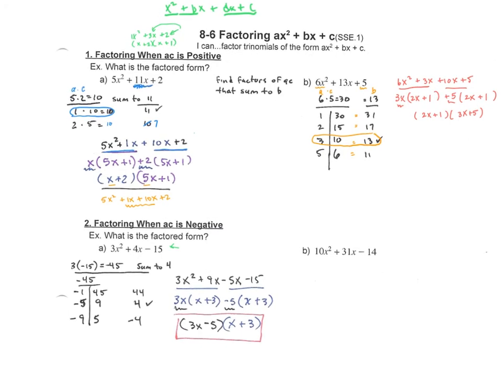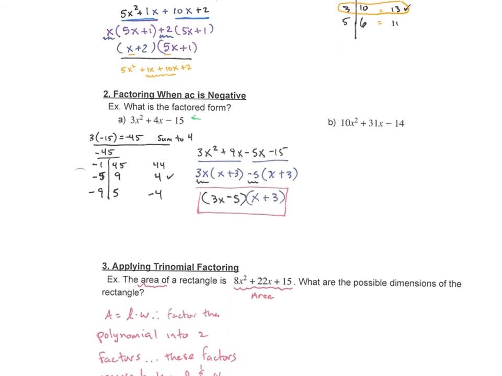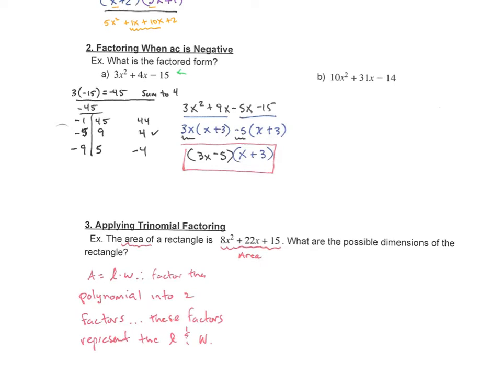So moving on, you can see here at number 2, factoring when AC is negative. Well, we're doing the same thing. We're going to multiply A times C. So we have A times C giving me negative 45. Now, since our value is negative, we know that one of our factors has got to be negative. And if one of our factors has to be negative, but the center value when we combine it is positive, that means the positive factor is the larger factor.